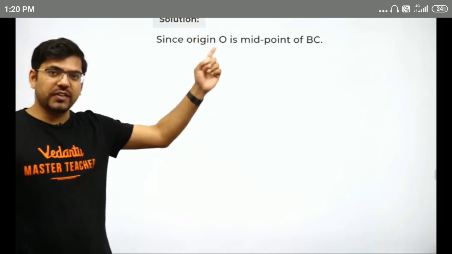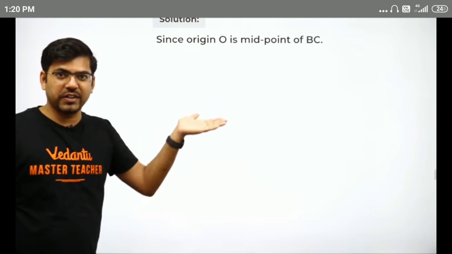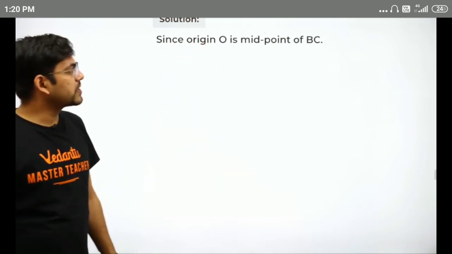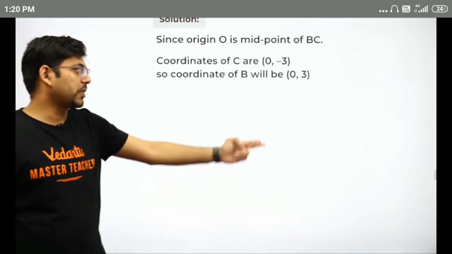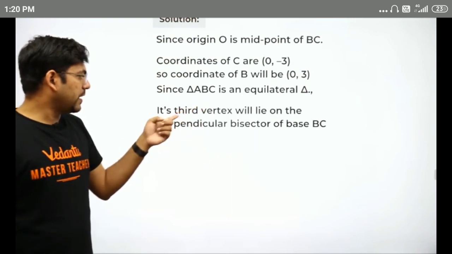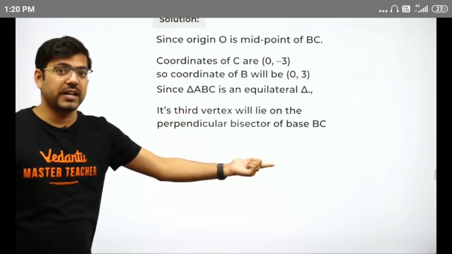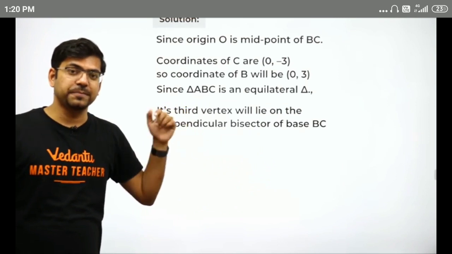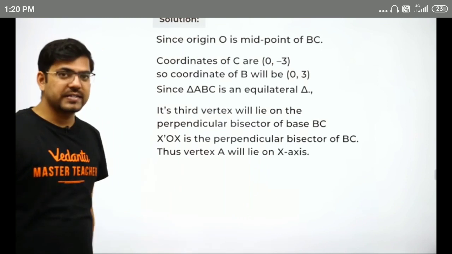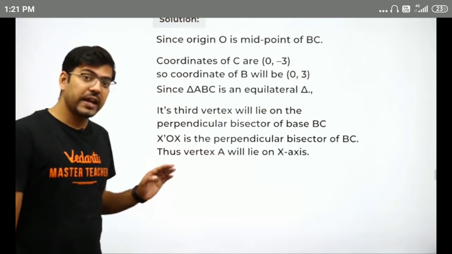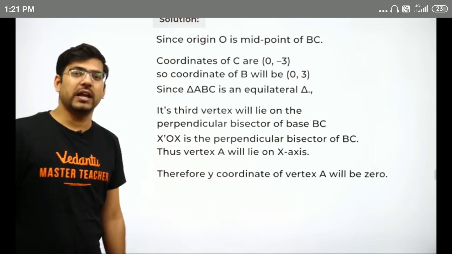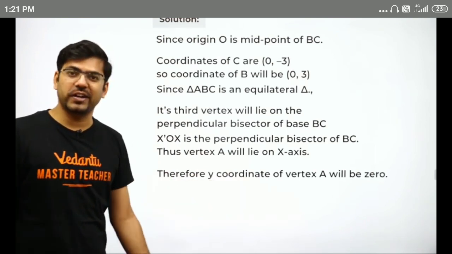I have written down each and everything which I have just now spoken. I have written down each and every step here, which you can follow for getting the complete answer. O is the origin, so that is why B will be (0,3). Similarly, triangle ABC is an equilateral triangle, so that is why the third vertex will lie on the perpendicular bisector of BC, which we saw just now in the previous slide. That was the x-axis. So the bisector of BC is nothing but the x-axis, and since the bisector of BC is the x-axis, A will lie on the x-axis. So the y coordinate of point A will be 0 because the x-axis has y coordinate equal to 0.